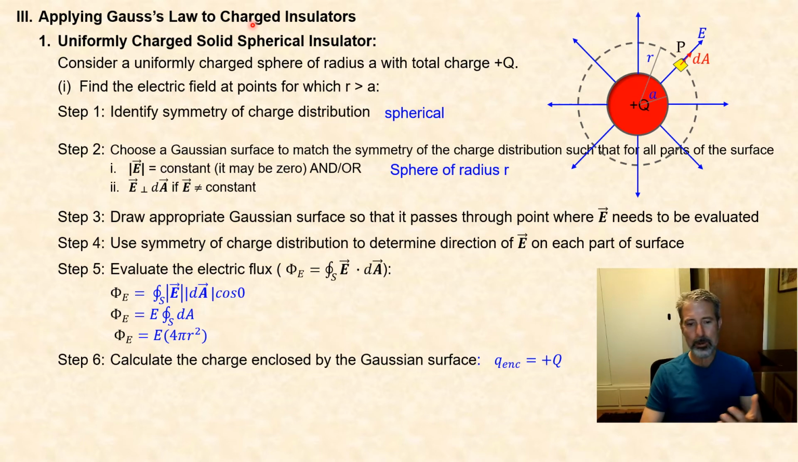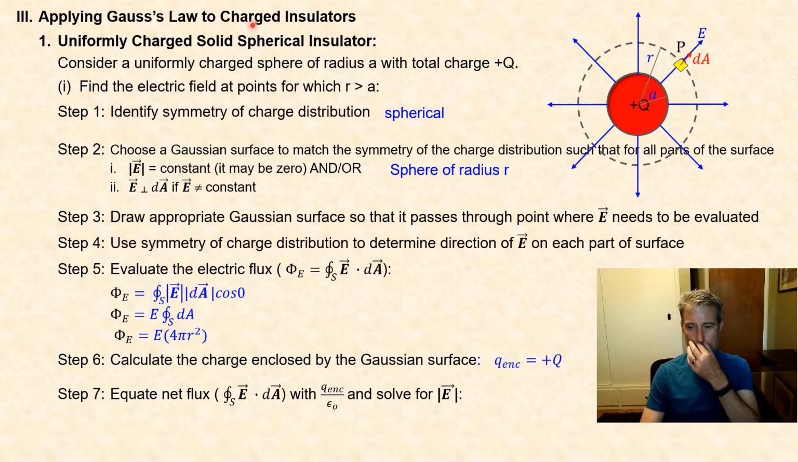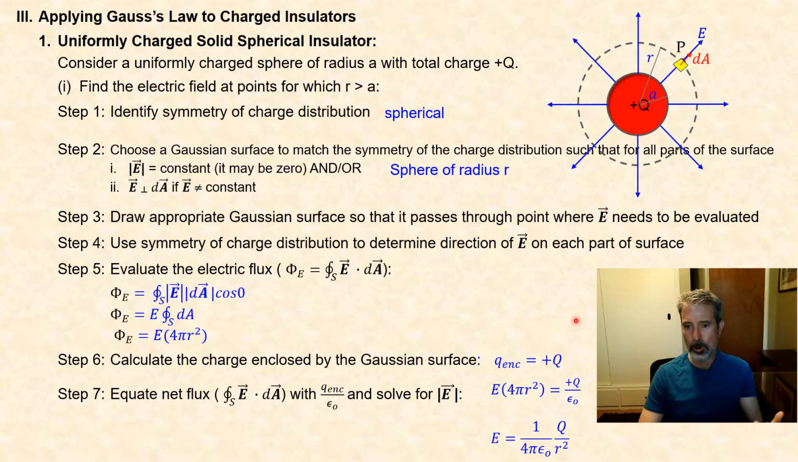Last step, all we're going to do is equate these expressions and incorporate that proportionality constant epsilon naught. So let's take our flux here, E times 4 pi r squared, and set it equal to the charge enclosed, which we just said was plus Q, divided by epsilon naught. We now solve for E, and we're done. E is 1 over 4 pi epsilon naught. Remember, 1 over 4 pi epsilon naught is simply Coulomb's constant. So we end up getting k times Q over r squared.